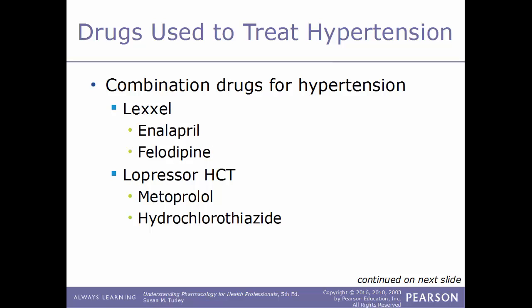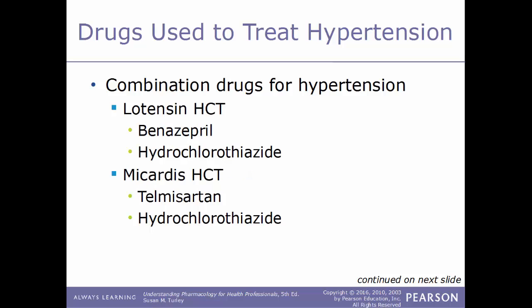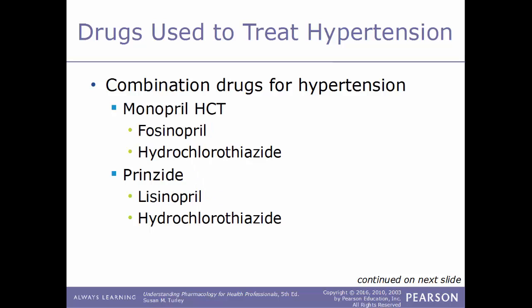Lopressor HCT, a combination of metoprolol and hydrochlorothiazide. Lotensin HCT, a combination of benazepril and hydrochlorothiazide. Micardis HCT, a combination of telmisartan and hydrochlorothiazide. Monopril HCT, a combination of fosinopril and hydrochlorothiazide. Prinzide, which is a combination of lisinopril and hydrochlorothiazide.